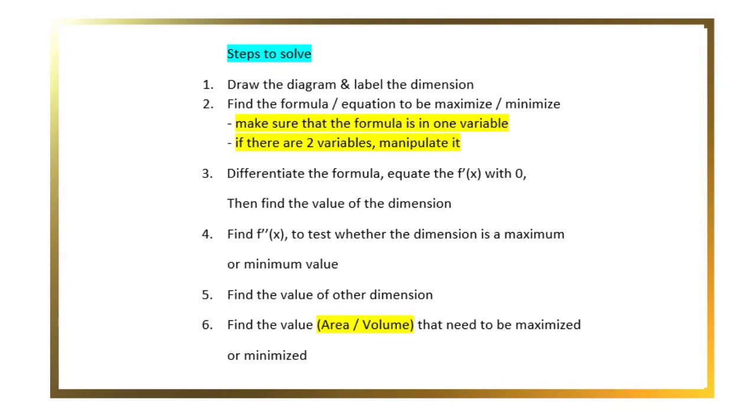Next step, we should find the second derivative to test whether the dimension is a maximum or minimum value. Then the fifth step is to find the value of the other dimension. Last but not least, we need to find the value of either the area or volume that needs to be maximized or minimized.